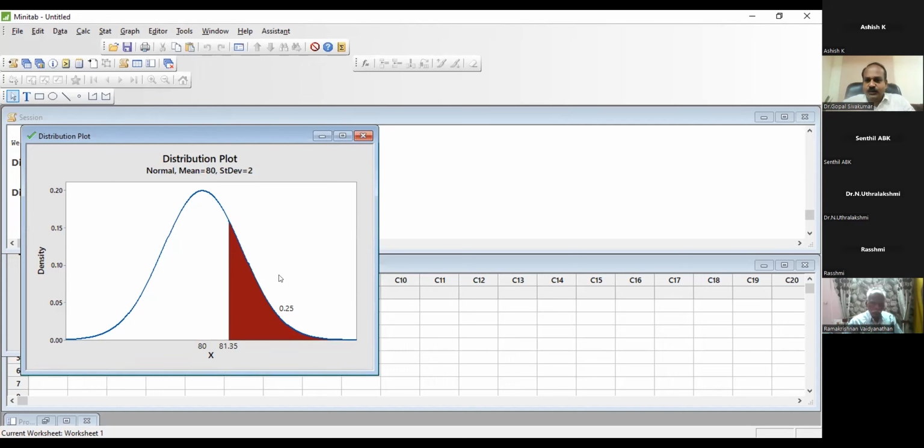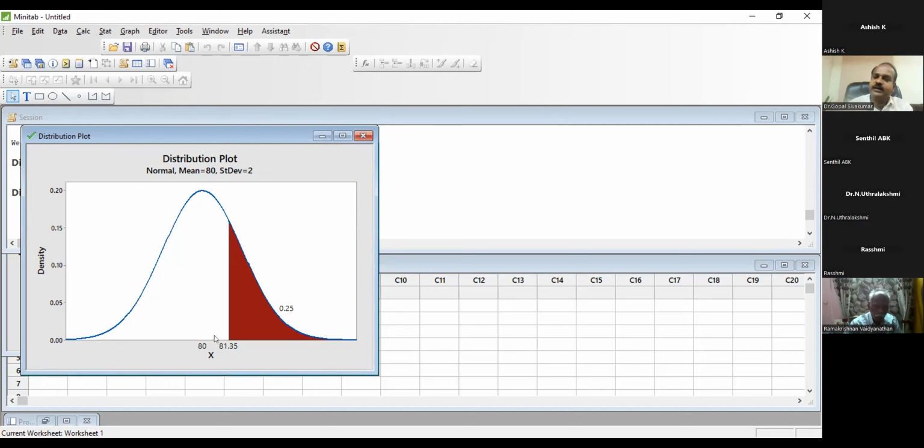If I go to any class where the average mark is 80 and the standard deviation is 2, and I ask the students to stand if they have scored above 81.35, 25% of the class is expected to stand. Right. That is the idea, right?